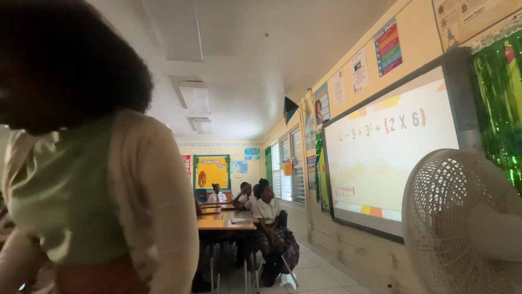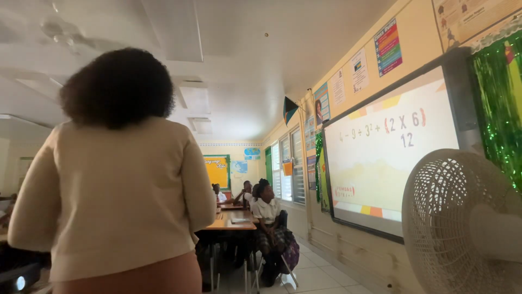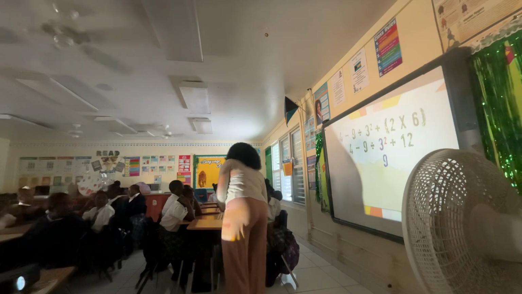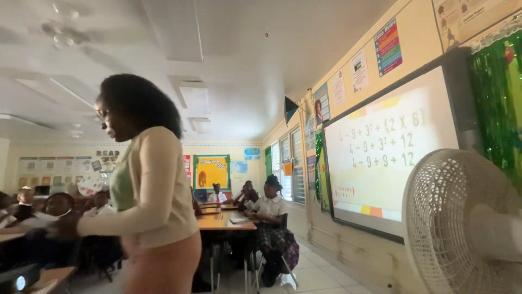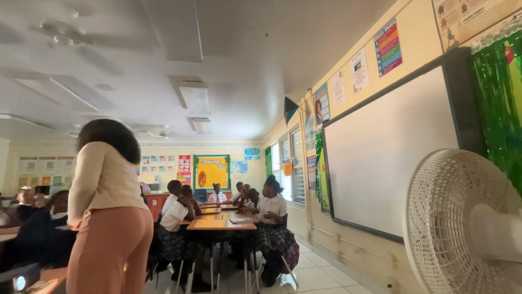Parentheses first, 2 times 6, the product's 12. Put it back in the mix. Exponents next, 3 squared is 9. When you know the tricks, it don't take much time. Now we divide or multiply. Let's see what we got.